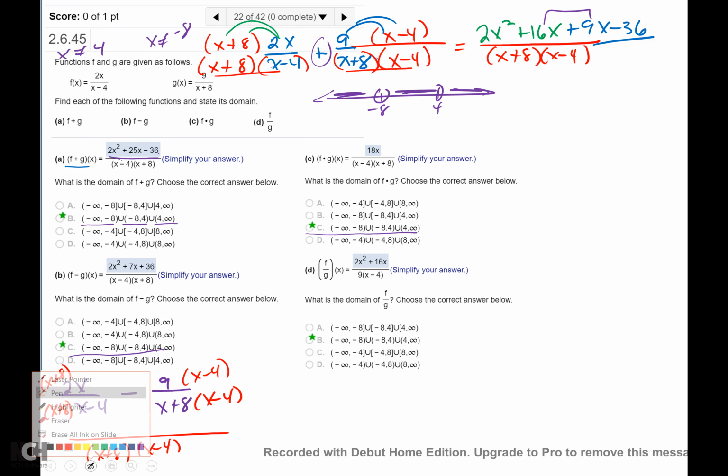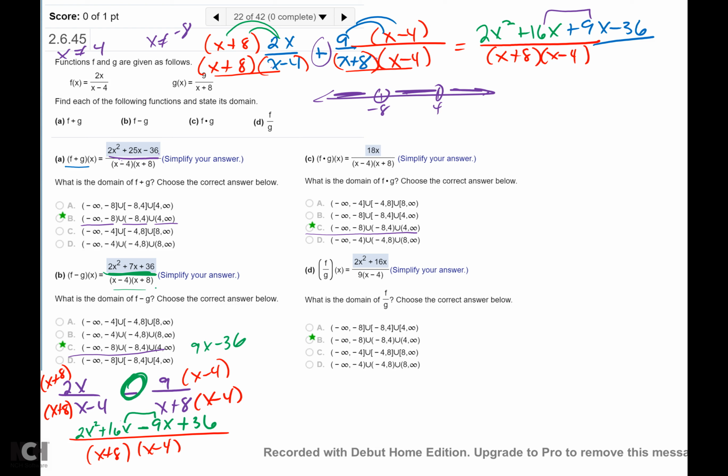And on top, I'm going to have my 2x squared plus 16x. And over here, I'm going to have my 9x minus 36. But I have to subtract those. So that's going to be minus 9x plus 36. Which, if I combine like terms, I get 2x squared plus 7x plus 36 over the common denominator. Same domain.